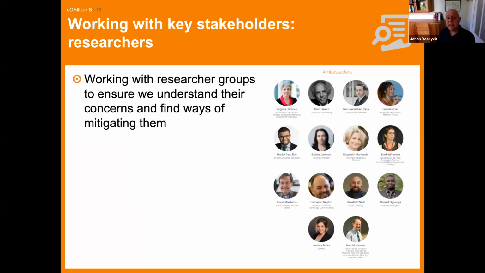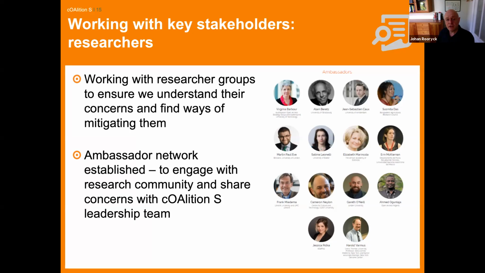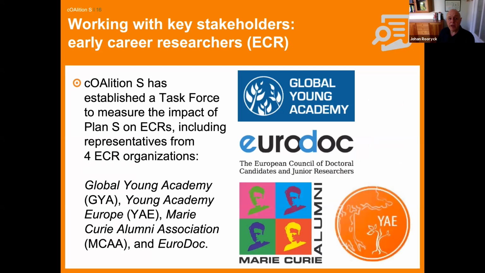We work with key stakeholders, of course. We work with researcher groups to see how they react to plans, to see how we have to mitigate certain things, to adapt our plans and policies. And that's why we have established an ambassador network of various people who keep us informed about what their constituencies and researchers that they are in contact with are thinking about Plan S and how we should move things forward. In the same way, we are talking to early career researchers.